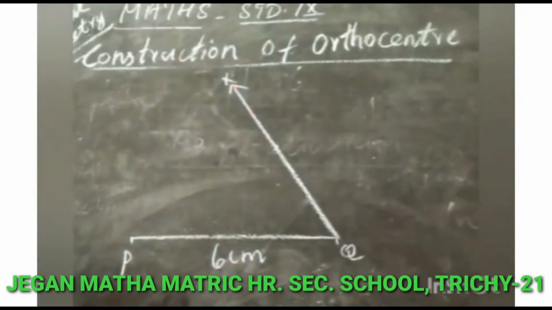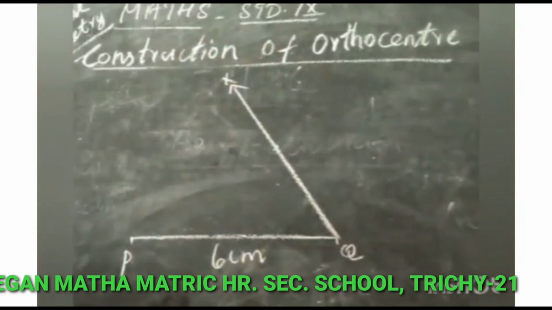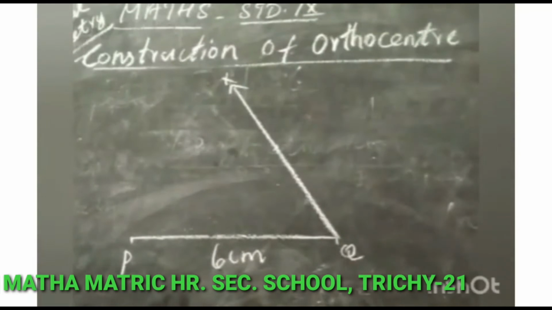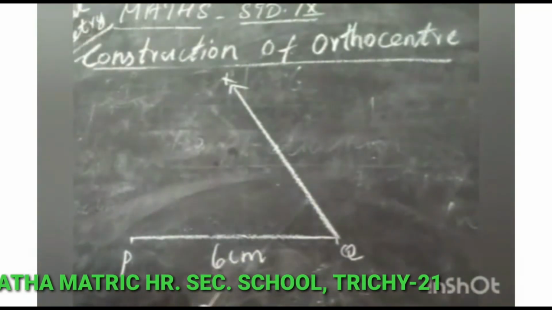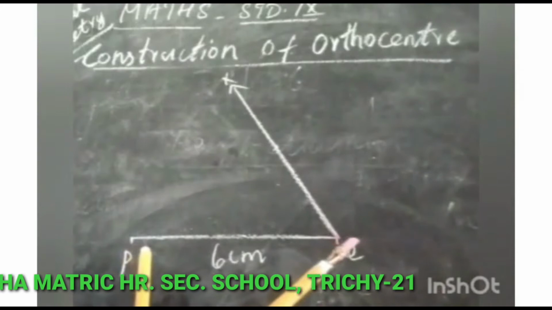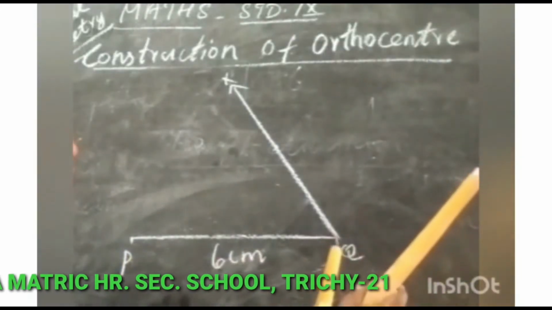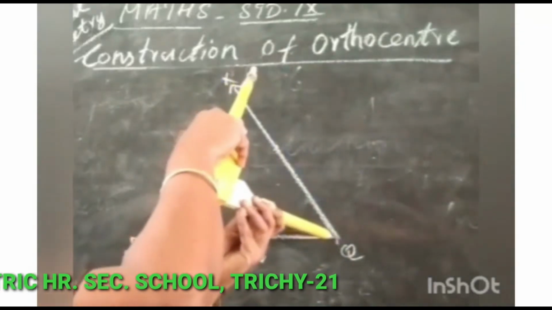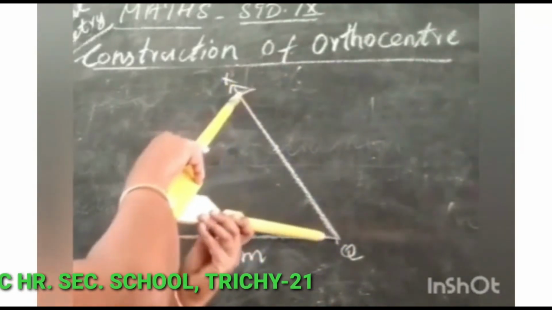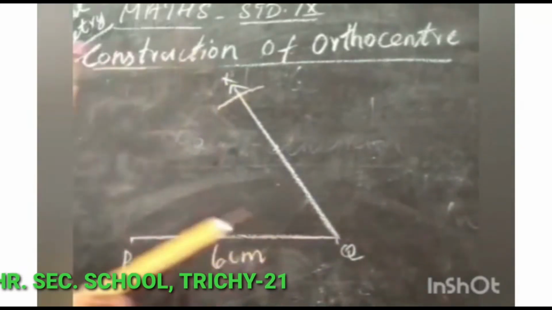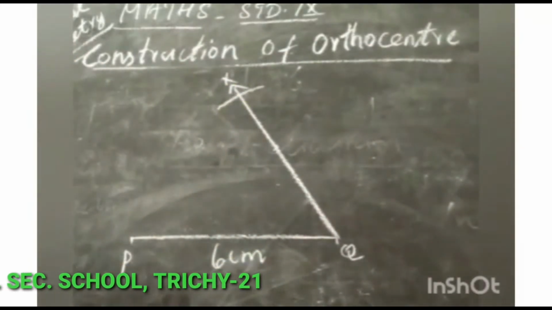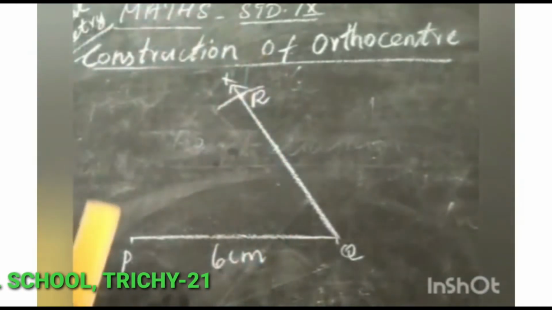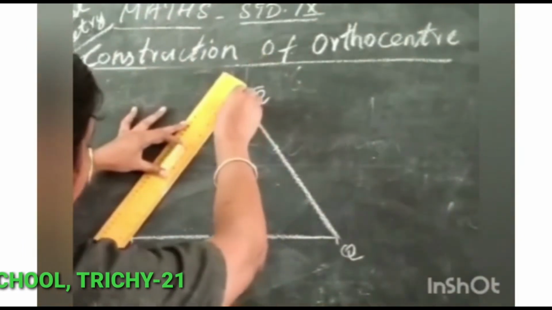Then after that, another side QR equal to 7 centimeter is given. By using the compass you can take the measure of 7 centimeter. Keep it on Q as center and put one arc like this. That point is R. Mark that point as R. Now you can join PR. Then you will get the triangle PQR.